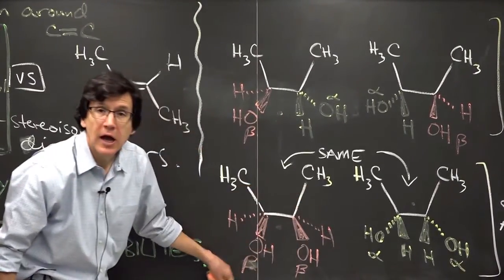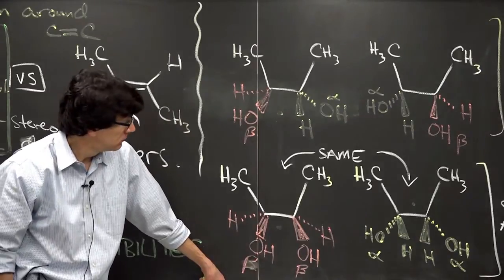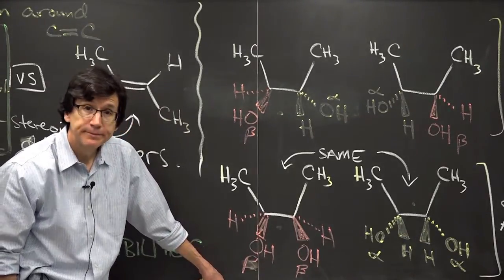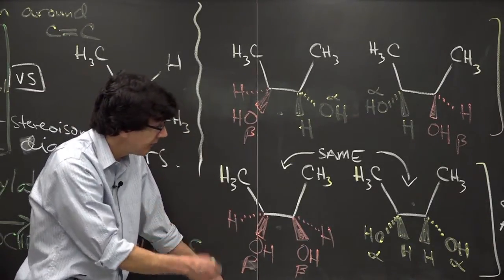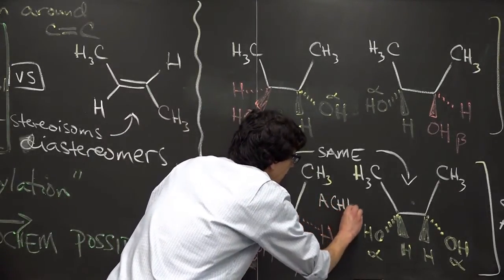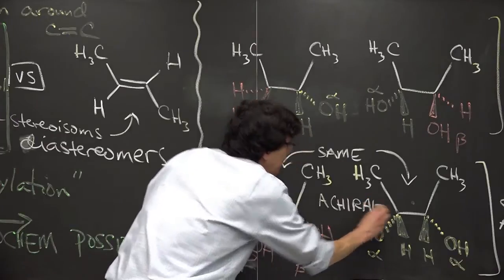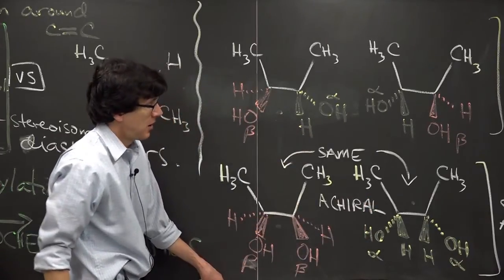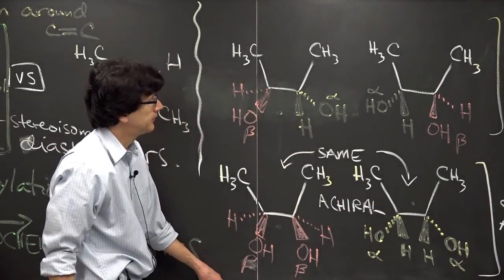Is this molecule chiral? No, it is not. Okay? If you can find a plane of symmetry, it can't be chiral. So this molecule, and if there's just one molecule here, just turned over, this is an achiral molecule.